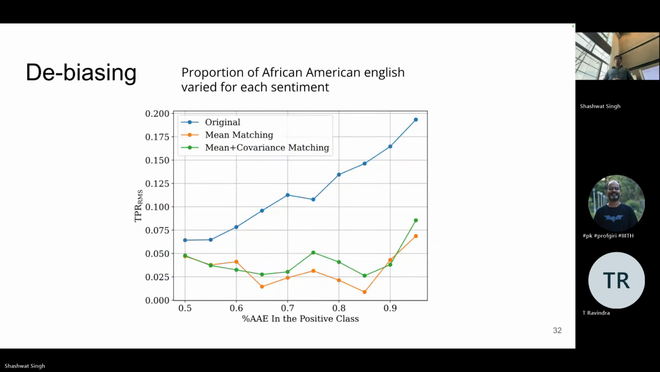And what this experiment is doing is that we are introducing a spurious correlation of the African American dialect with a sentiment by partitioning the data such that that correlation exists. And the percentage on the x-axis represents that. So the idea here is that if it's very spuriously correlated, then the TPR gap will be very high. So while here the difference between mean and covariance matching is not a lot, it's very far from the original model.